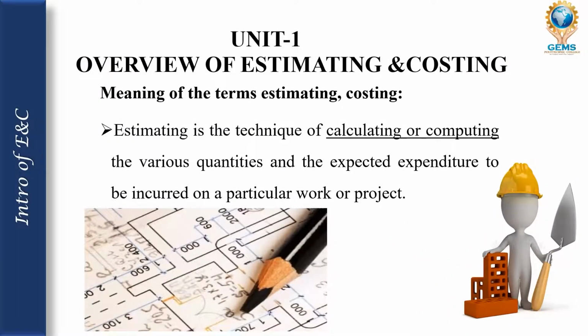So this is about the first unit, unit 1. We are going to enter into unit 1, overview of estimating and costing. First we are going to study the meaning of the terms estimating and costing. Estimating means it is a technique of calculating or computing the various quantities and the expected expenditure to be incurred on a particular work or project.